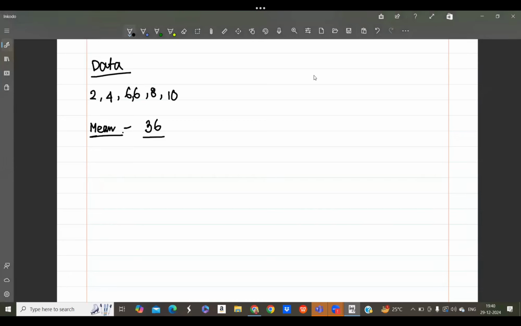So how many data points we have? 1, 2, 3, 4, 5, 6. Equal to, so this is my mean. Okay, next.